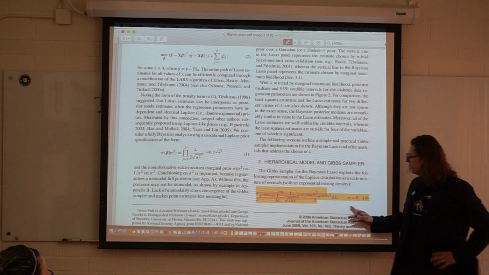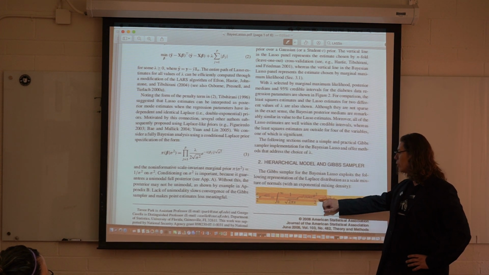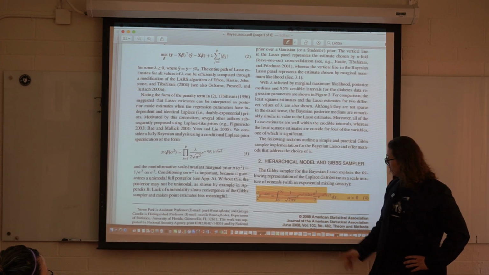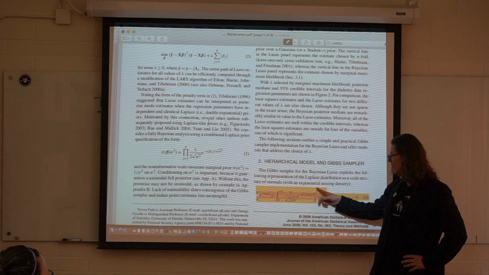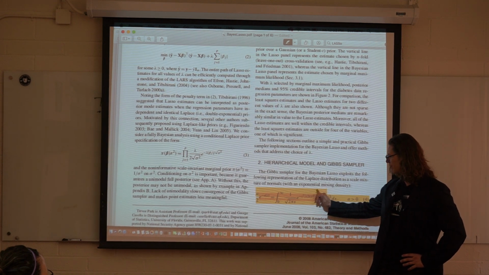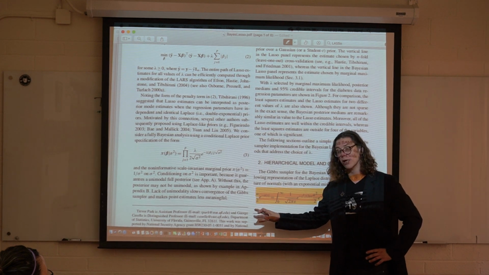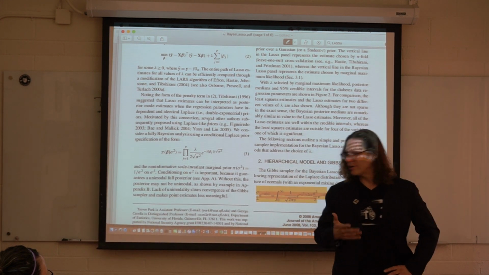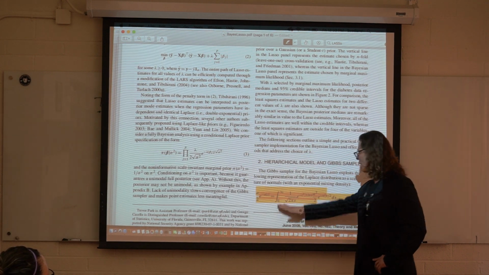This is a slightly different mixture, but the important point is that a normal mixed with an exponential distribution ends up inducing a Laplace distribution. Now that seems like, why would I want to do it? This is way simpler than writing this thing down.